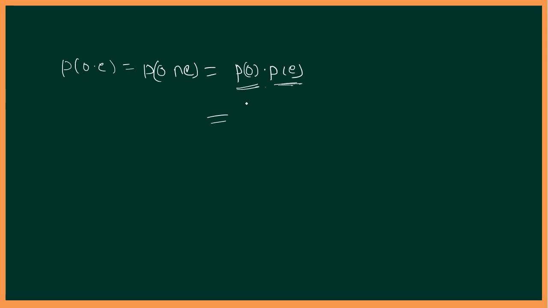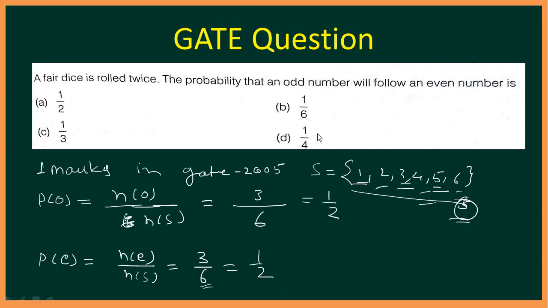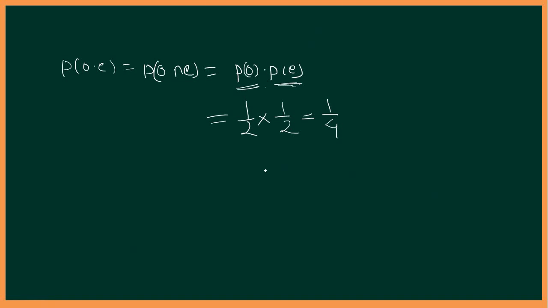So the probability of getting odd is 1 by 2, and the probability of getting even the second time is also 1 by 2. So our final answer will be 1 by 4. Now let's see the options. As we can see, option D is 1 by 4. So the right option for this question will be option D.